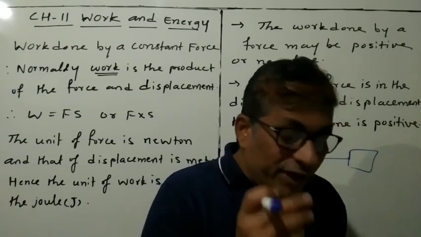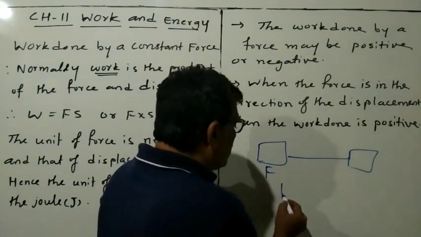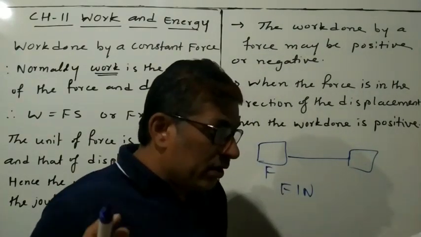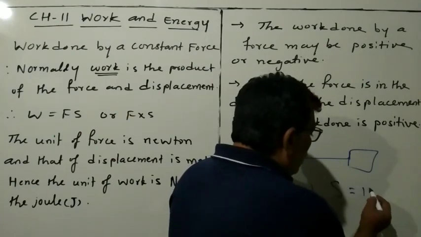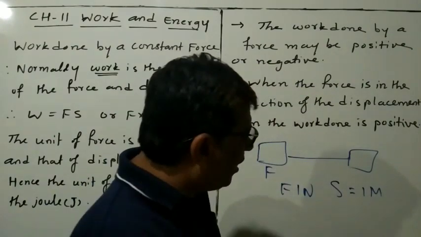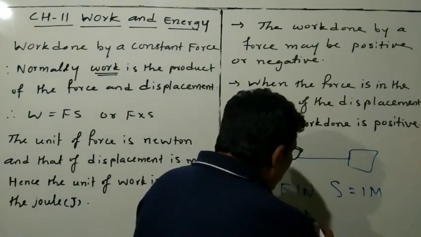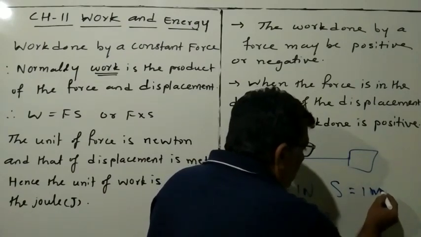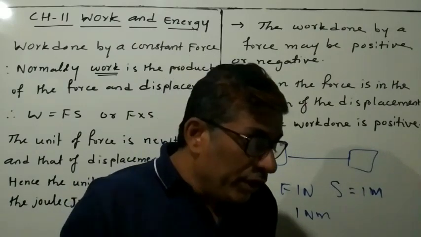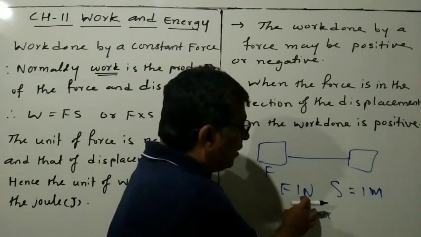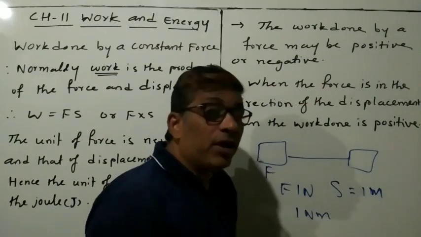For example, suppose you apply a force of 1 N, and the distance S is equal to 1 m. Then the work done by the force will be 1 N m. Here m is small. So if you apply a force of 1 N and the distance moved is 1 m, then the work done is equal to 1 Newton meter.